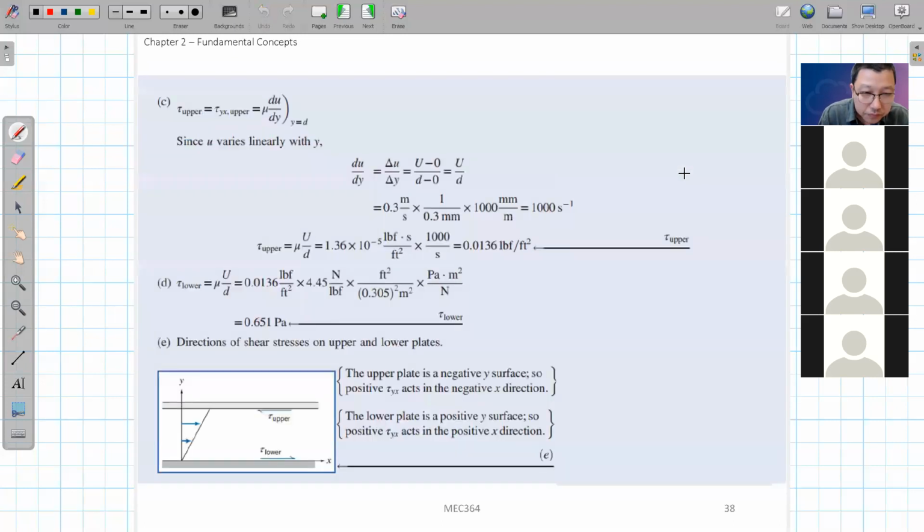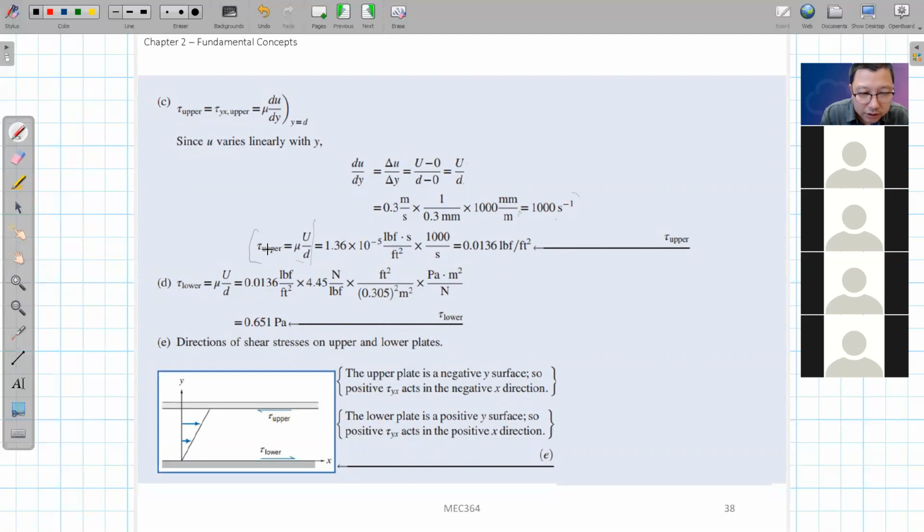So this du dy will be equal to u divided by d, and this is with the value. So we get this value here, and multiplying by this mu here we calculated from question A, we can directly get the result. Okay. So this tells us how to calculate the shear stress if it's a Newtonian fluid, right?